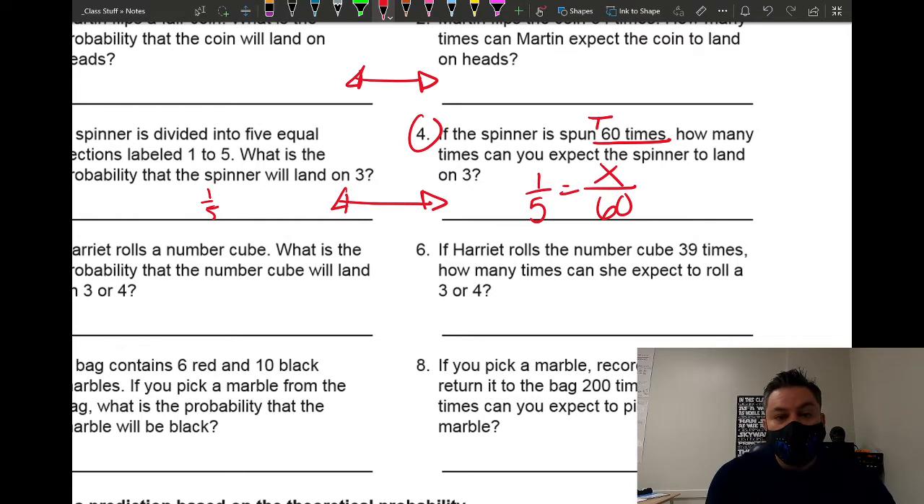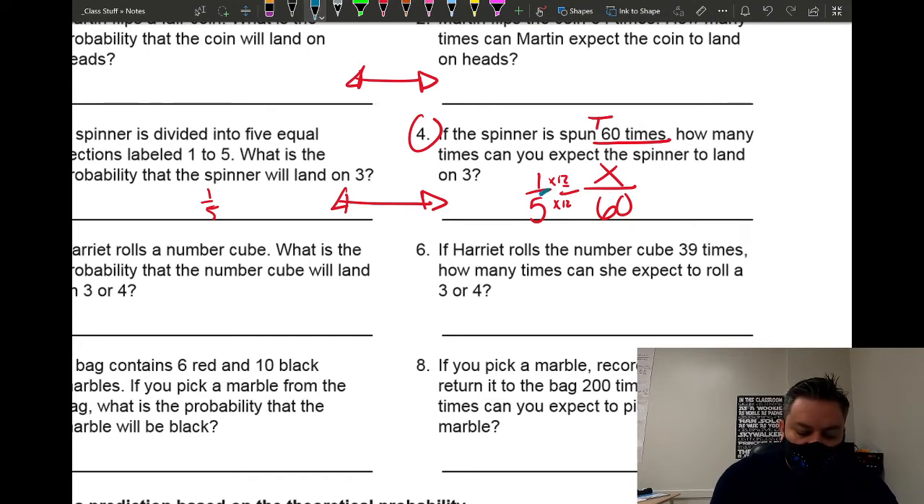Now you can do 2 things right here. You can do cross products, or you can multiply something times 5 to get to 60. In this case, if you multiply 5 times 12, you get 60. So if you multiply the top times 12, you get your answer. Again, this is one way. The answer is going to be 12.